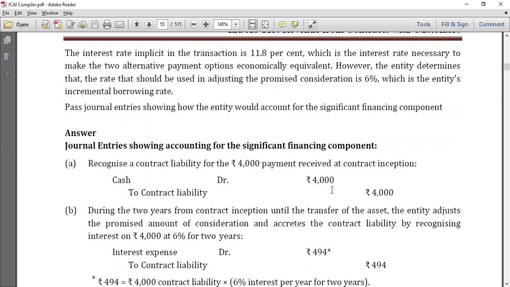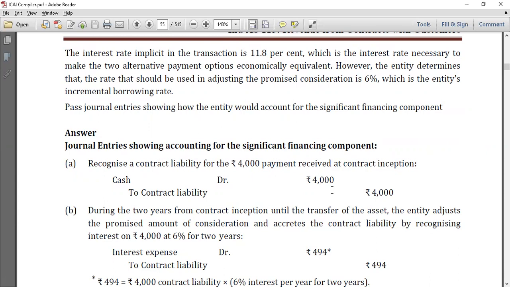It's an implicit rate. But here the rate is adjusted: the entity determines that the rate to be used for the promised consideration of 4,000 is only 6%. That is adjusted by the entity, that is the incremental borrowing rate. So we have two rates: the implicit interest rate, which makes the options economically equivalent, and next, the incremental borrowing rate determined by the entity.